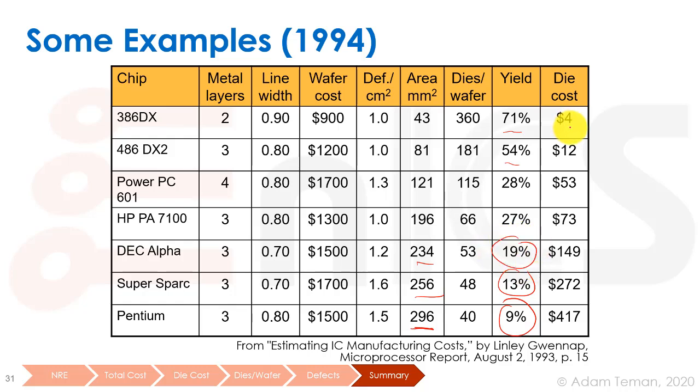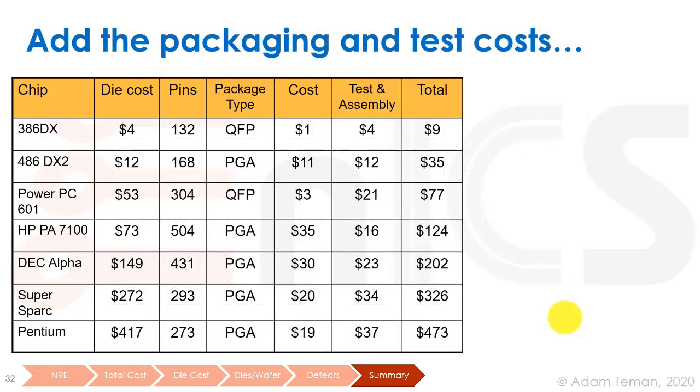Now, that means the die cost itself was only $4 for the 386, $12 for the 486. But when you go over to the higher end things, we had $149 for the DEC Alpha, $272, and because of the really small yield and the few dies per wafer, each die of the original Pentium cost $417, which is a whopping payment for the basic price of each die.